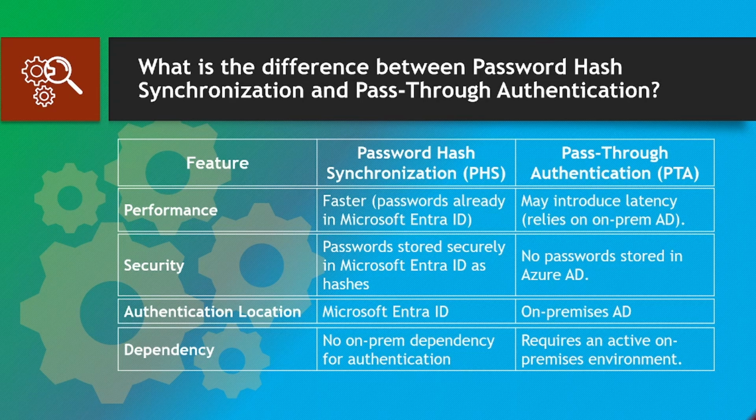Authentication location: Microsoft Entra ID, on-prem ID. So these are the locations where it gets authenticated. Dependency: no on-prem dependency for authentication. Requires an active on-premises environment. So in case of PHS, we would not have a dependency on the on-prem environment for any authentication. However, for PTA, we will always be dependent on the on-prem environment, and it has to be available always for authentication. So these are the differences between PTA and PHS, which is a very important part of any decision making on which one we should follow.